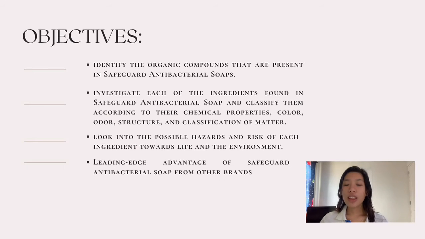Objectives. The aim of this case study is to identify the organic compounds that are present in Safeguard Antibacterial Soap. This case study report intends to investigate each of the ingredients found in Safeguard Antibacterial Soap and classify them according to their chemical properties, color, odor, structure, and classification of matter. Additionally, this study will also look into the possible hazards and risks of each ingredient towards life and the environment. Furthermore, this study will also investigate the leading-edge advantage of Safeguard Antibacterial Soap from other antibacterial soap.